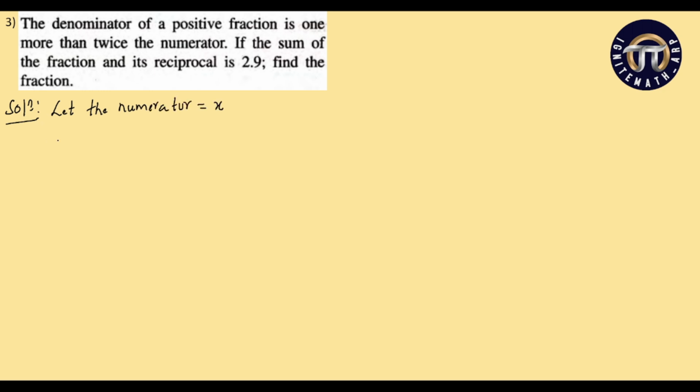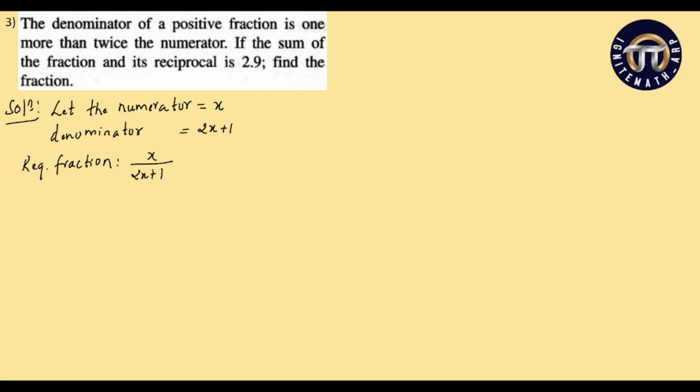So then what is going to be the denominator, children? Understand the question correctly. What they are telling is, the denominator of a positive fraction is 1 more than twice the numerator. So twice the numerator is 2x and 1 more than that is nothing but 2x plus 1. So then what is the required fraction over here? The required fraction is numerator by denominator, in the sense x divided by 2x plus 1. That is the required fraction.